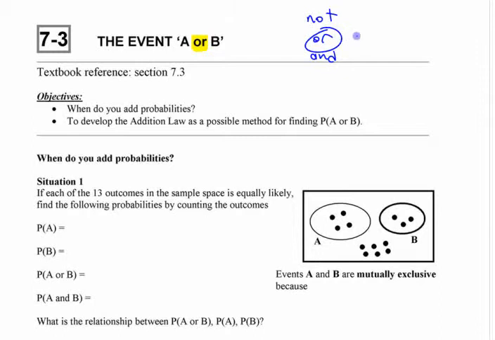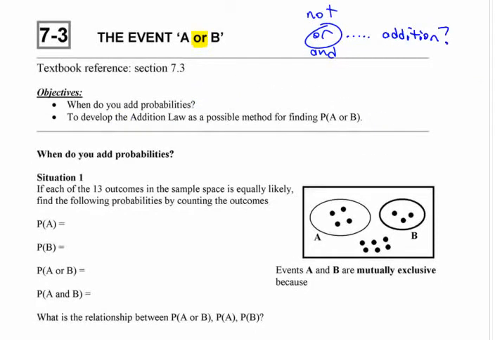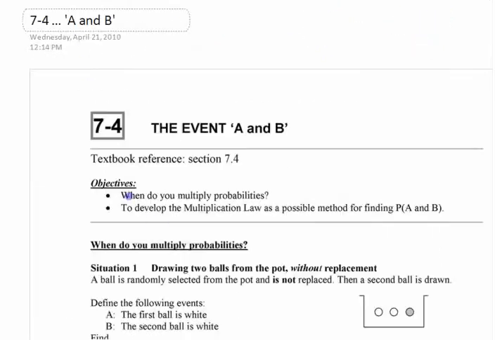I know maybe you already have an idea from combinatorics that it involves addition somehow, right? And if you didn't know that, then the fact that one of the outcomes is when do you add probabilities, and the other one is developing the addition law, should give you a big hint that addition is going to be involved here. Whereas if you flip ahead and look at the event A and B, it says when do you multiply probabilities? Well, in that tutorial we develop the multiplication law.